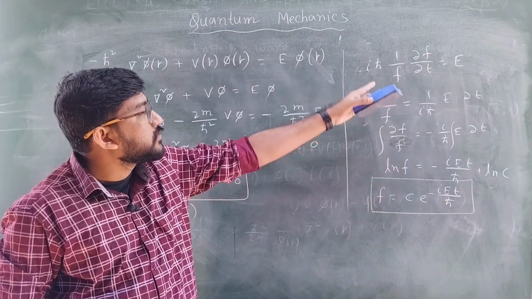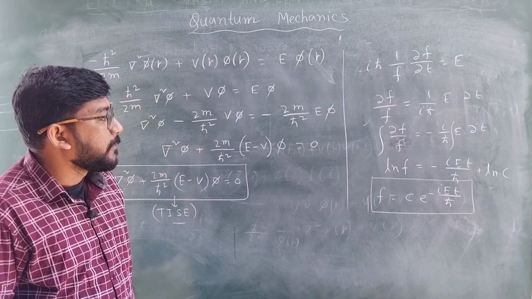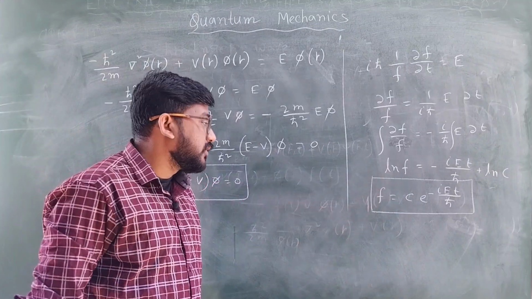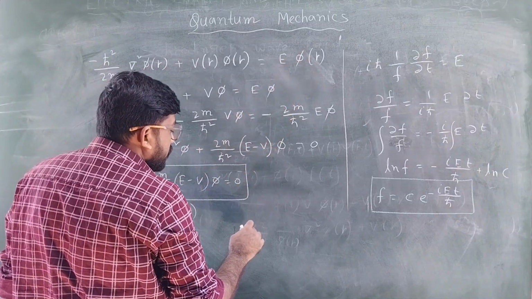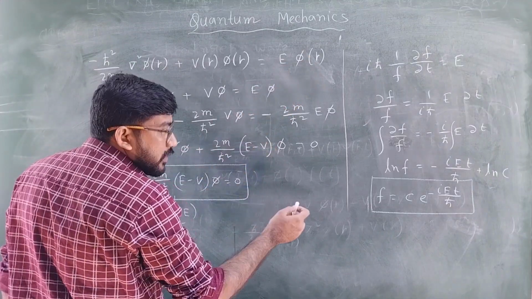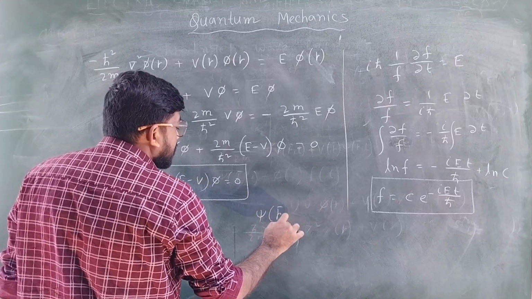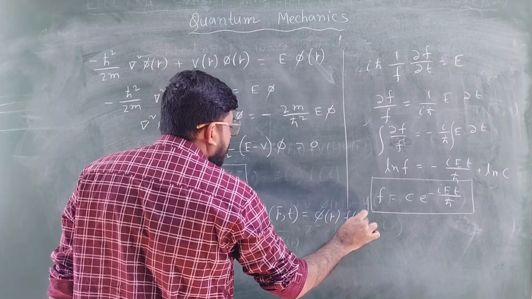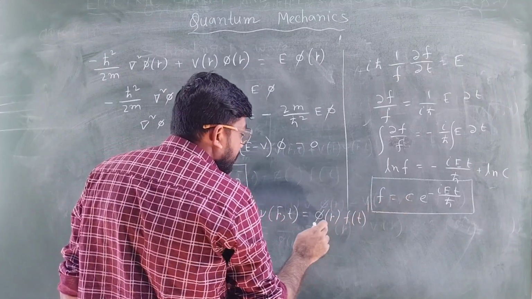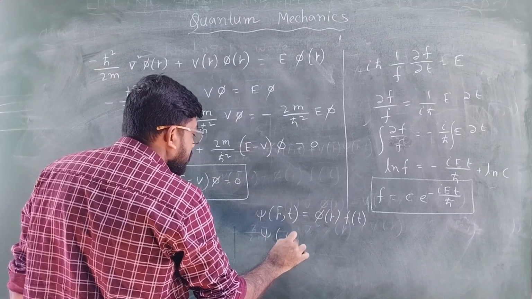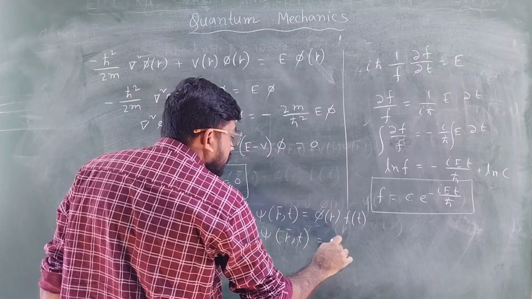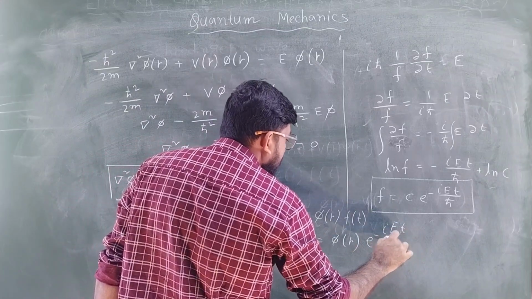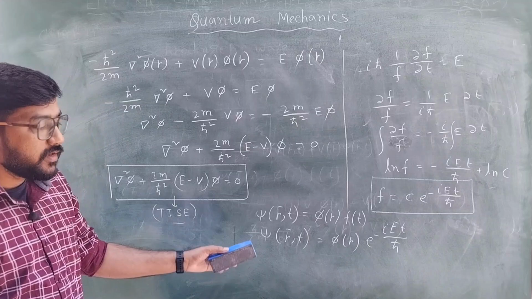So this solution is from the time dependent part. So you have two solutions, you will get φ from here and we have f from here. So finally, the main equation where we have used separation of variables was ψ(r,t) equal to φ(r) into f(t). Now if you take this constant consumed here, it will be just ψ(r,t) equal to φ(r) into e to the power minus iEt upon ħ. So this is your final ψ.